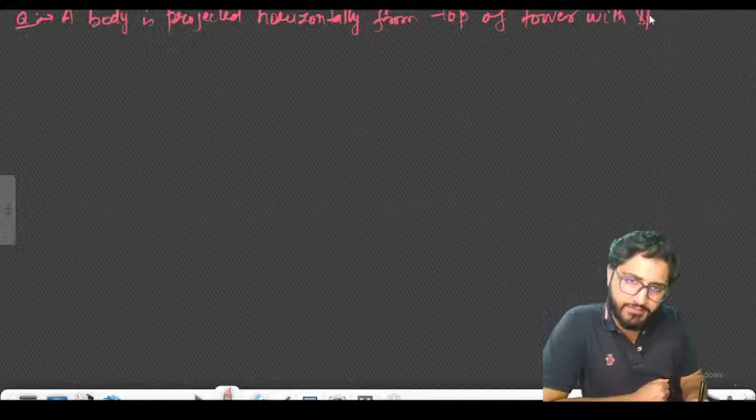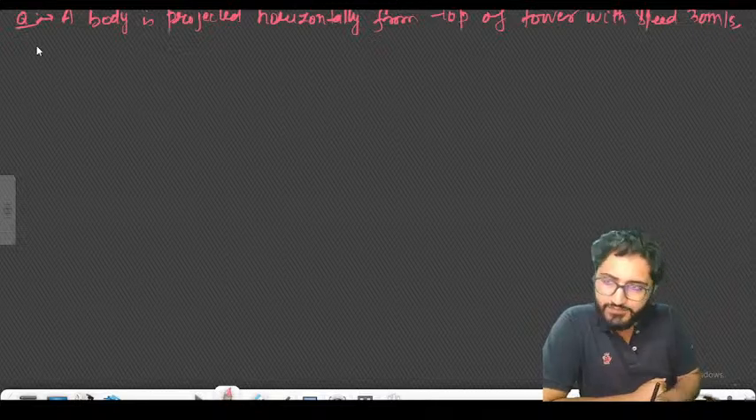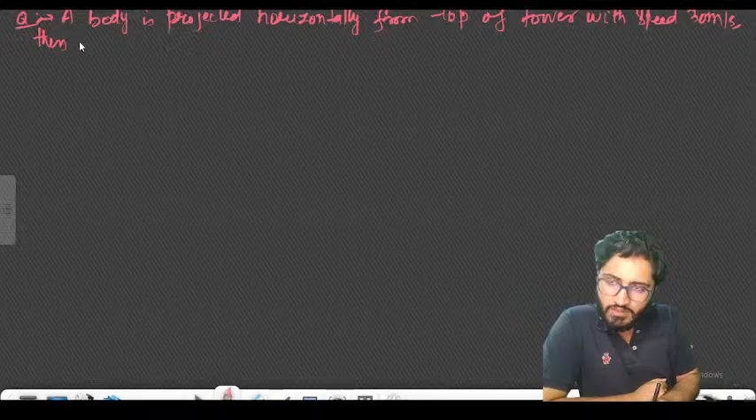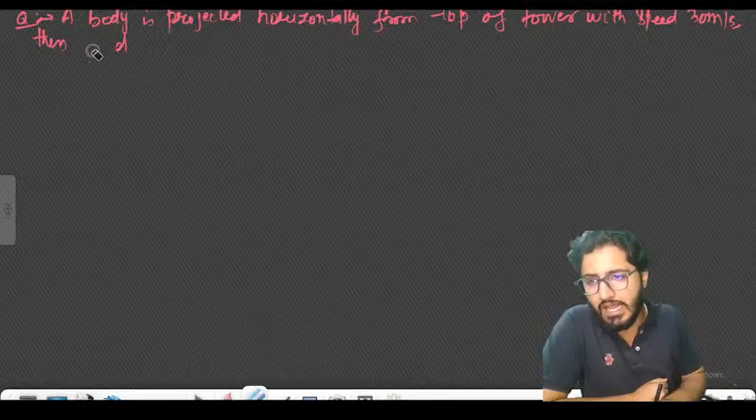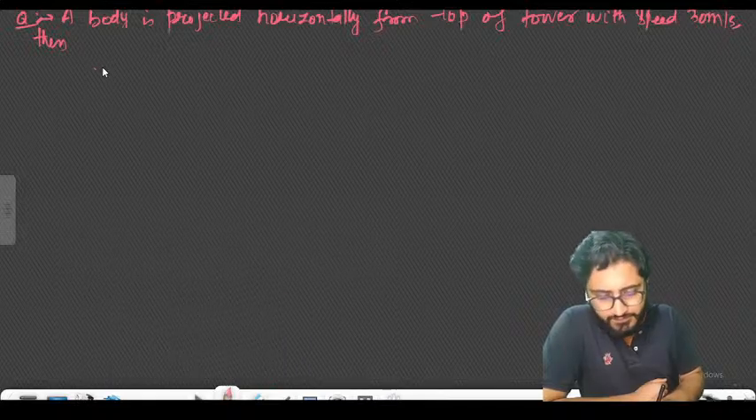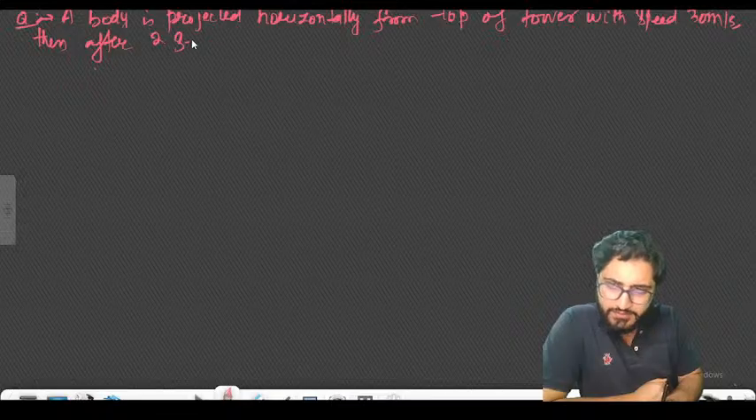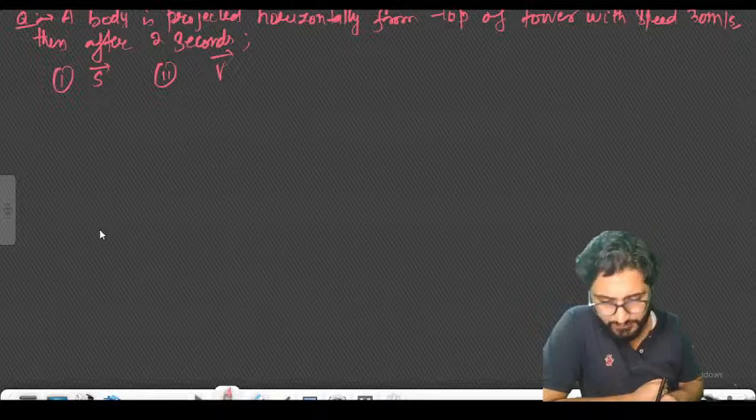with speed 30 meters per second. Then find, or let us enter timings also, after 2 seconds, what you need to find? Displacement vector and velocity vector.